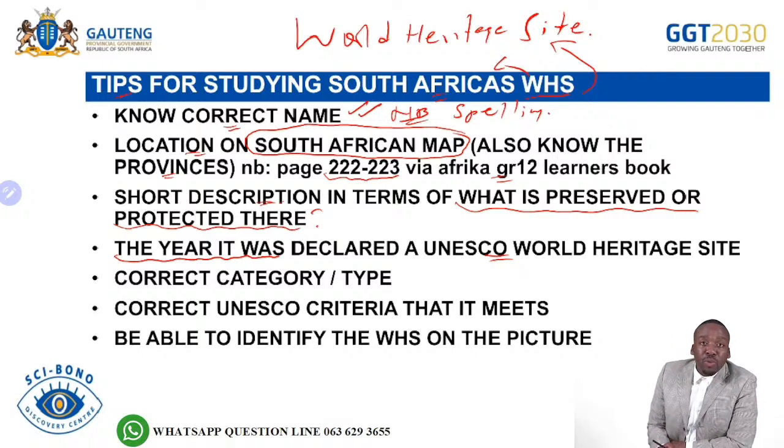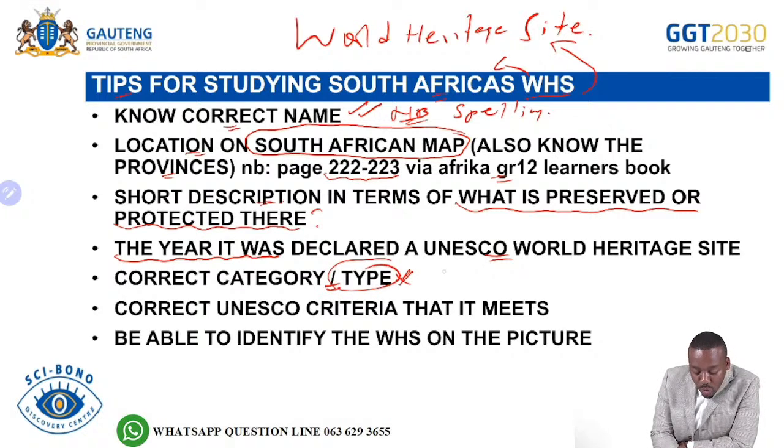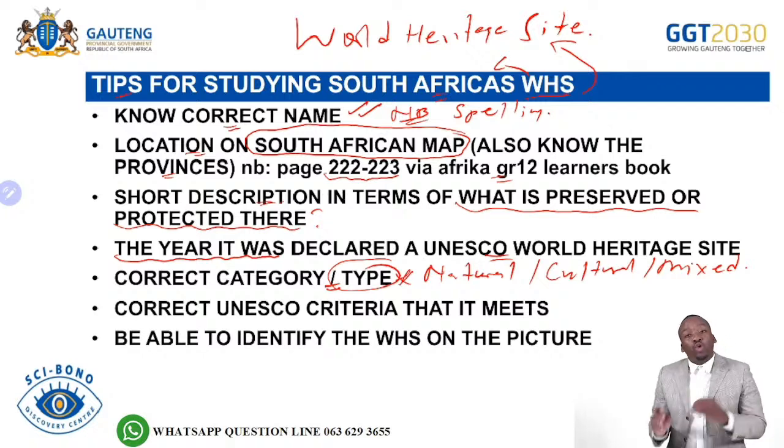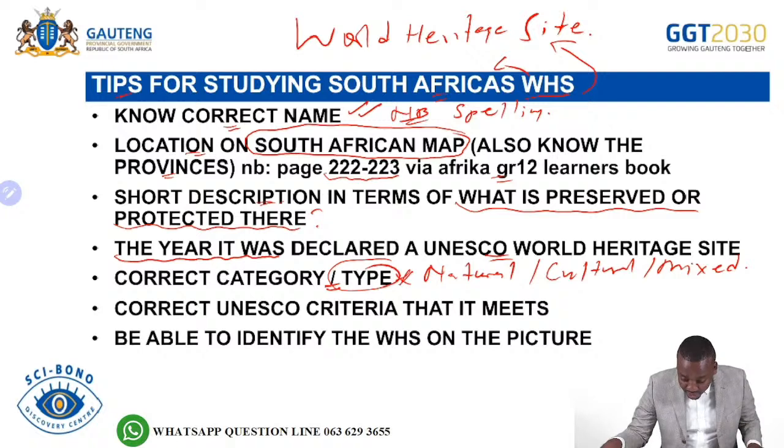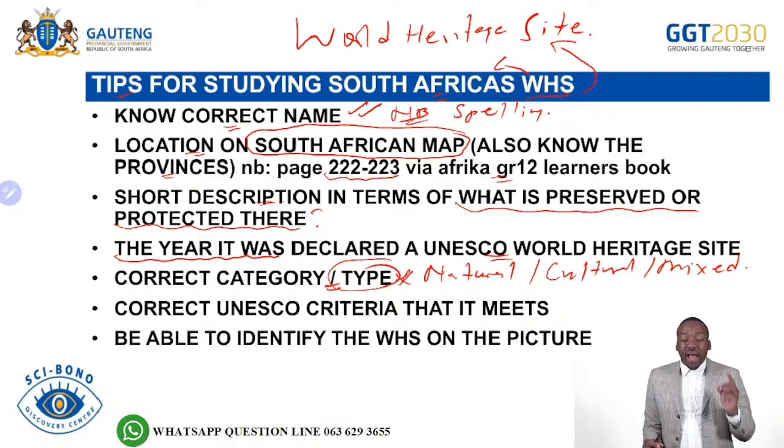Then, remember I spoke about the types of World Heritage Site. So each World Heritage Site that you're going to be studying, you need to know whether it is a natural site or cultural, or it has both elements, a mixed World Heritage Site. So as you are making your own summaries and your own notes, make sure that you also know that this site is a natural one, this one is a cultural World Heritage Site, or this one is a mixed World Heritage Site.